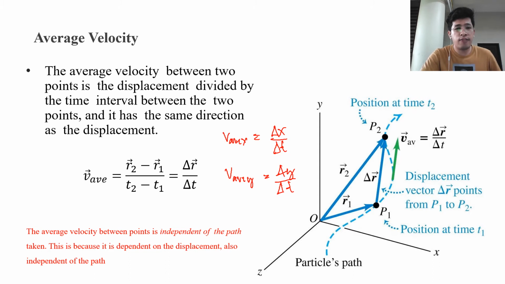Here, your average velocity vector is just the change in your displacement r, described by your position vectors r2 and r1. So your average velocity is r2 minus r1 divided by t2 minus t1, or delta r divided by delta t. The average velocity between points is independent of the path taken, just like your displacement, because it depends on the displacement, which is also independent of the path.